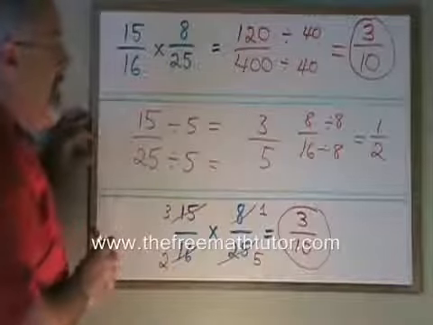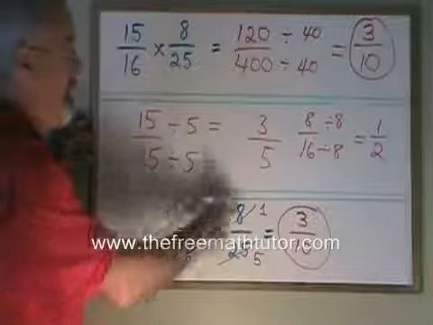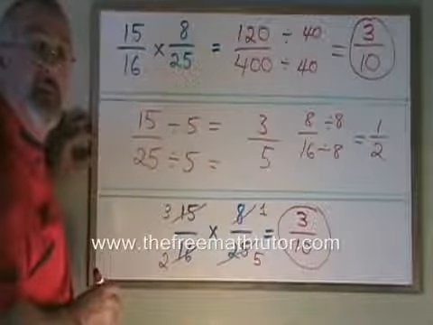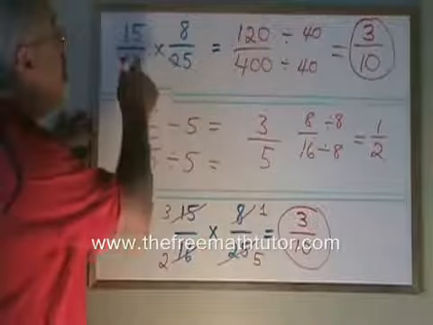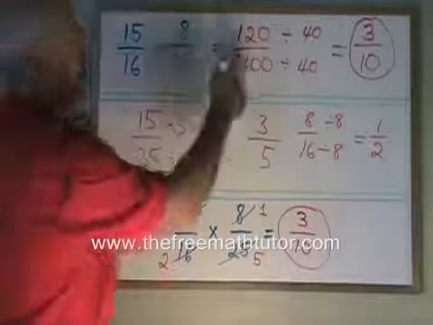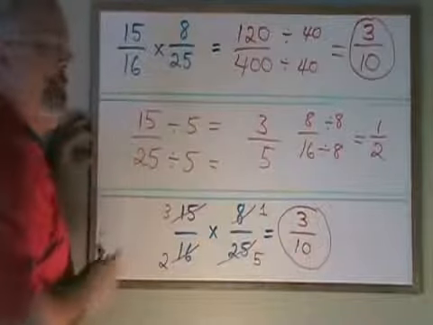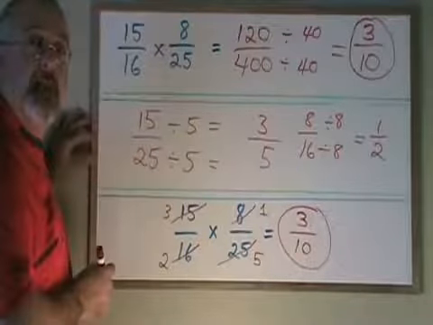The good thing about cancelling is that if you can do it successfully, you end up with an answer that is already reduced to lowest terms. If you multiply without cancelling, you have this extra step of reducing the fraction before you have given your final answer. This is how cancelling works.